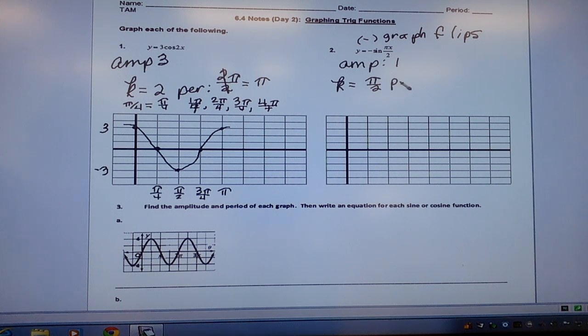So now we need to find our period, which is going to be 2 pi over pi over 2. So this pi over 2 flips and you multiply. So 2 pi over 1 times 2 over pi. Pi's cancel and your period is going to be 4. So of course 4 divided by 4 is 1. So then your points are just 1, 2, 3, 4.